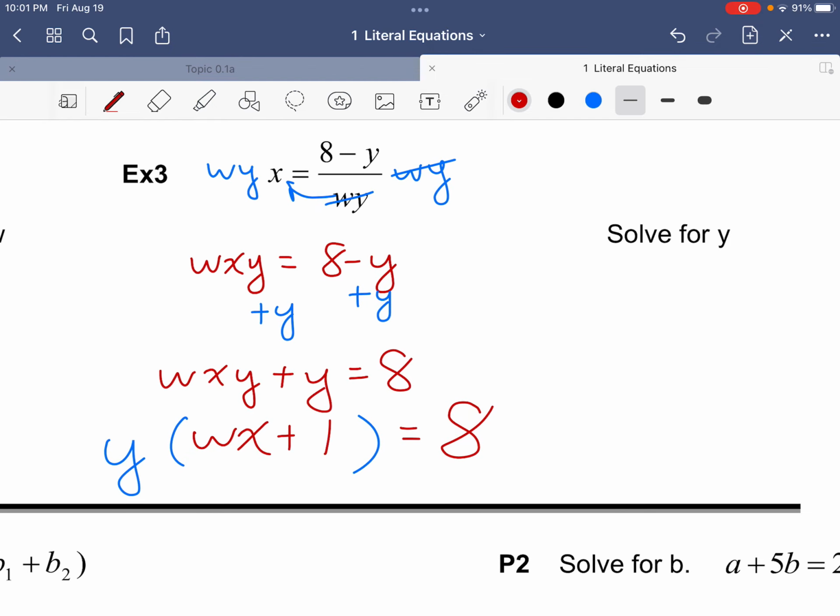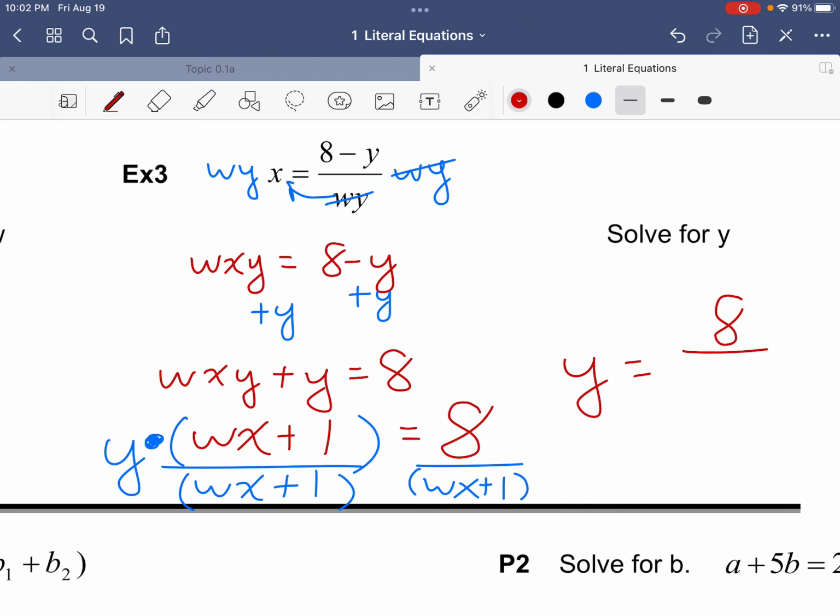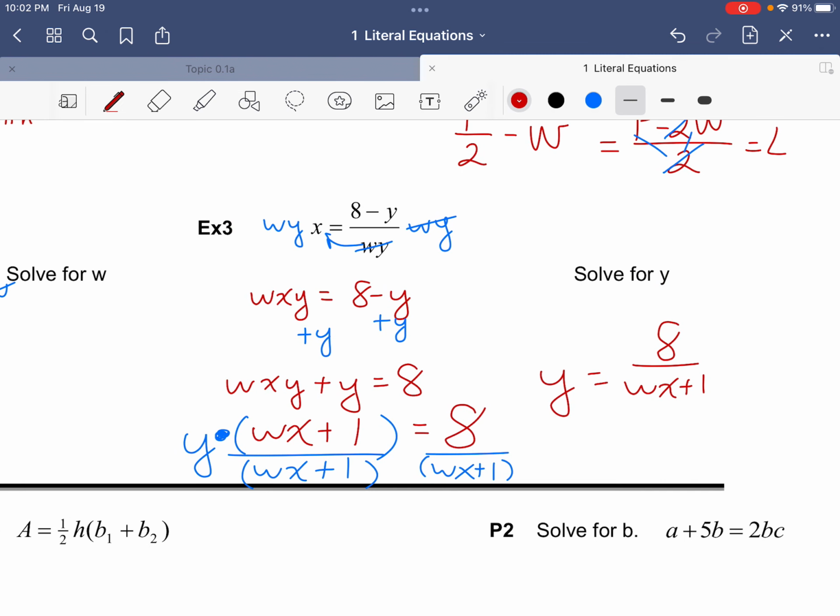Do you realize that this quantity right here is being multiplied? And the inverse of multiplying has always been dividing. Can I divide both sides by wx plus 1 as a quantity? Yes. It might seem a little strange, but your answer is going to look like y equals 8 over wx plus 1.